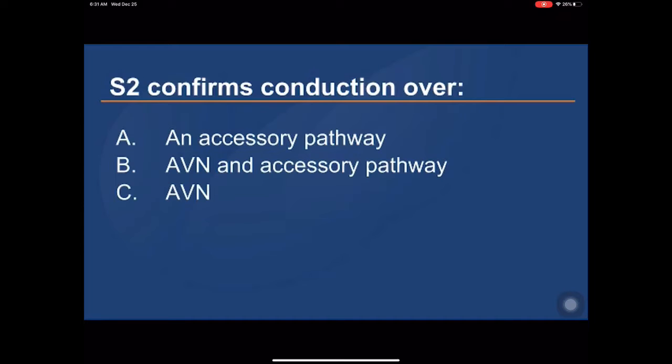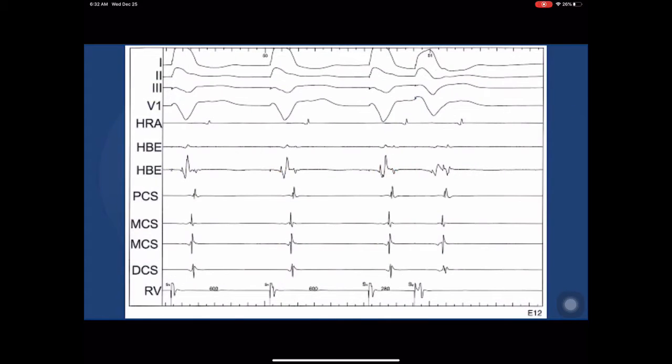S2 confirms conduction over what? An accessory pathway, the AV node, and accessory pathway, or the AV node. So those are your three choices. And let's go back and put on the screen the tracing. Look carefully. All the answer is in the His bundle tracing right here, and I'll give you 30 seconds to think about it and put in your answers.